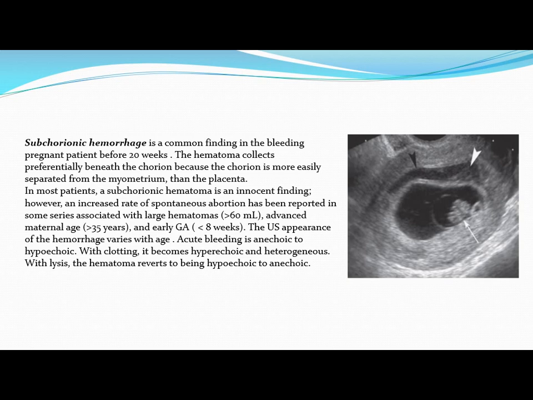The ultrasound appearance of hemorrhage varies with age. Acute bleeding is anechoic to hypoechoic. With clotting, it becomes hyperechoic and heterogeneous. With lysis, the hematoma reverts to being hypoechoic to anechoic.